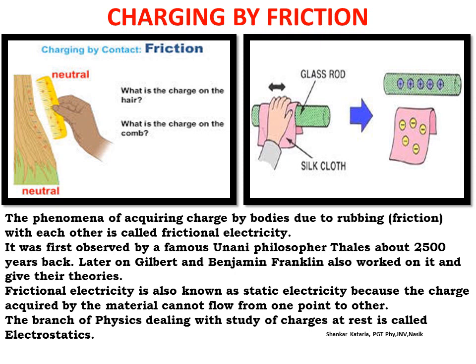These observations led to the discovery of a phenomenon called charging by friction. This phenomenon of acquiring charge by bodies due to rubbing with each other is called frictional electricity. It was observed by the philosopher Thales about 2500 years back, and later on Gilbert and Benjamin Franklin also worked on it and gave their theories.